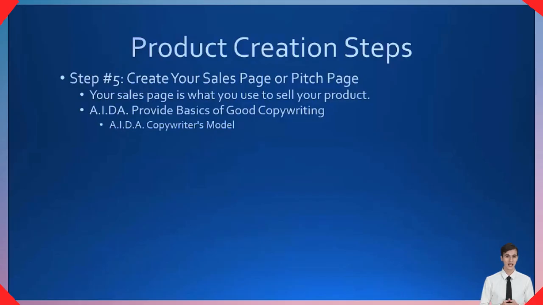And so the AIDA copywriter's model is basically attention. This is where you get your reader's attention when they first look at your sales copy. And you can look at the sales copy if you go to ClickBank and see what kind of other information products are selling in your niche. Look at how they're attracting people in. If it's a sales video or a sales page, a long form sales letter, then it's going to all use the AIDA formula.